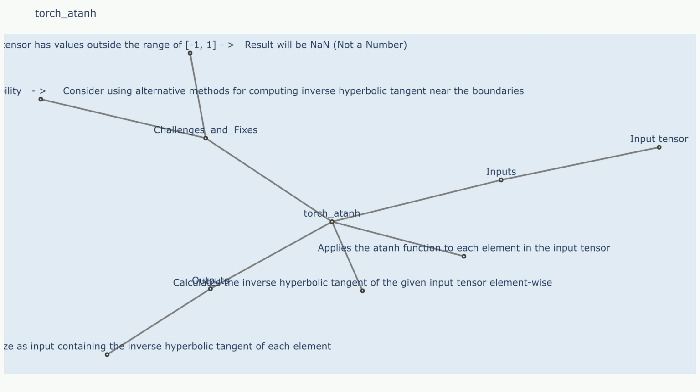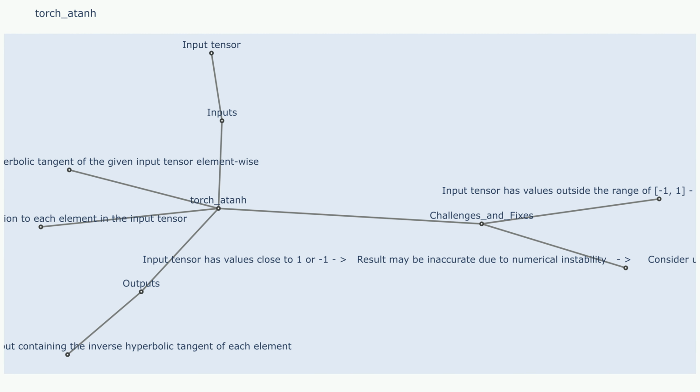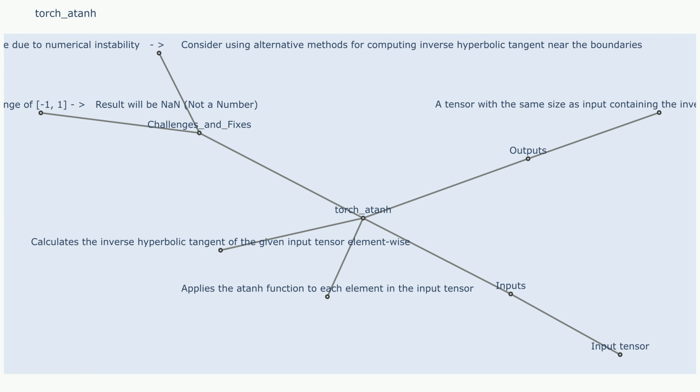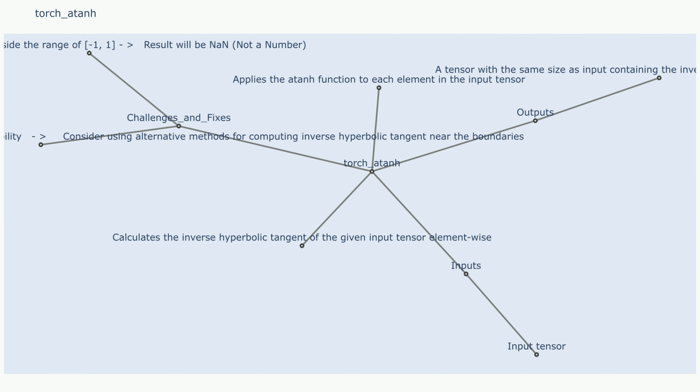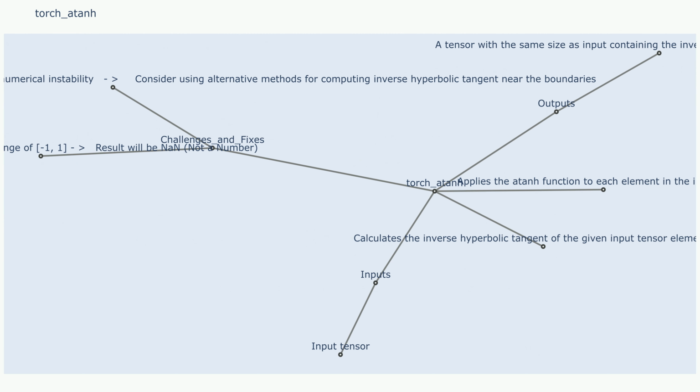Torch atanh. Description. The torch atanh function calculates the inverse hyperbolic tangent of each element in the input tensor. In simpler terms, it returns the value whose hyperbolic tangent is equal to the input. Inputs. Input 1. Input tensor. The input tensor must be a real-valued tensor. Outputs. Output 1. Output tensor, a tensor with the same size as input, containing the inverse hyperbolic tangent of each element in the input tensor.